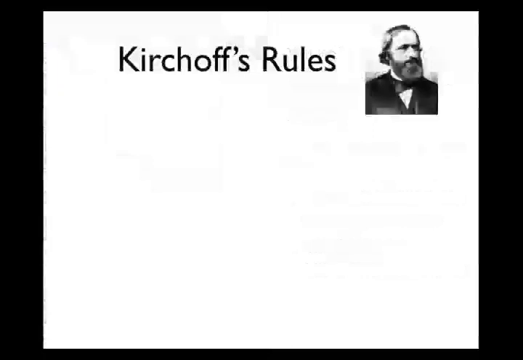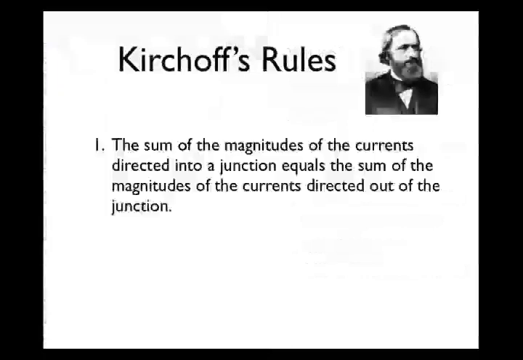So here are Kirchhoff's rules for analyzing circuits. They're said different ways in different sources. But number 1 is that the sum of the magnitudes of the currents that are directed into a junction equals the sum of the magnitudes of the currents directed out of the junction. However much electrical current flows into a place in a circuit where multiple wires are coming together must equal the amount of current that flows out of that point of the circuit, or else you'd be building up charge or destroying charge or creating charge within that junction.